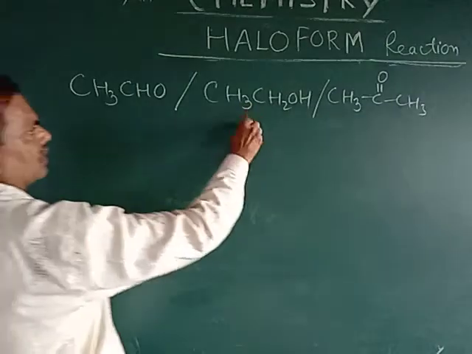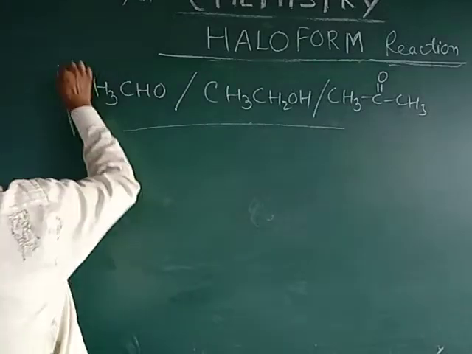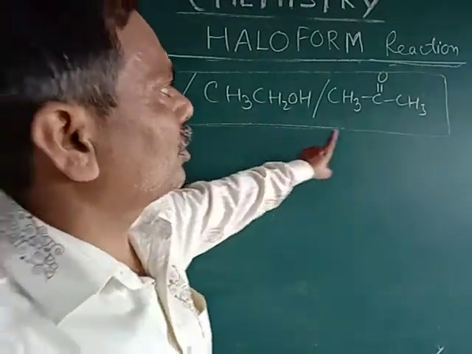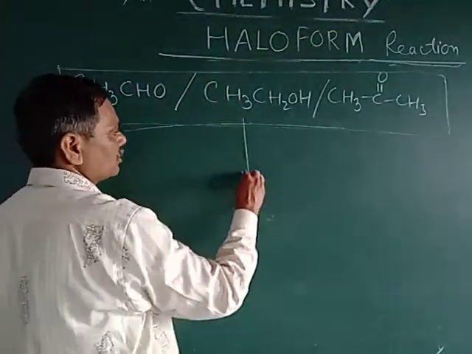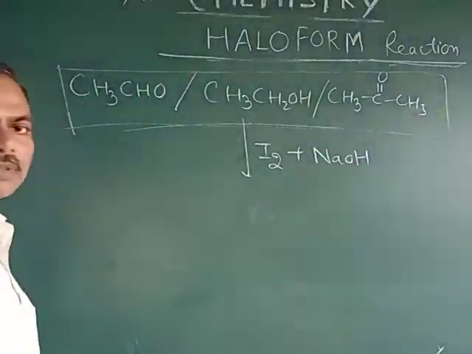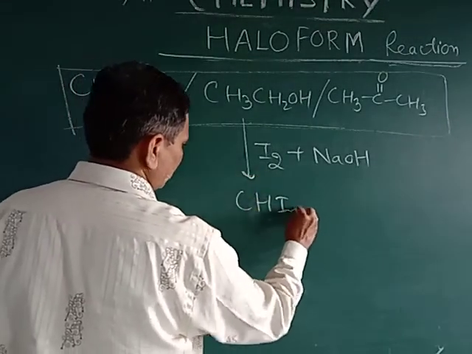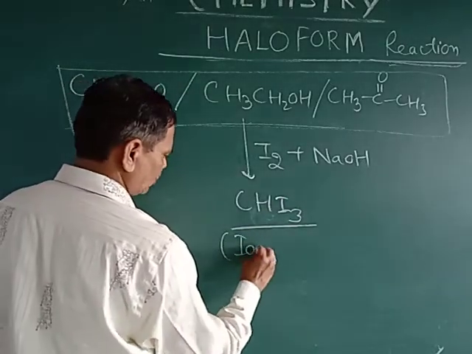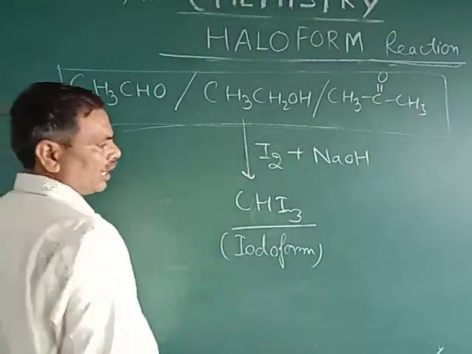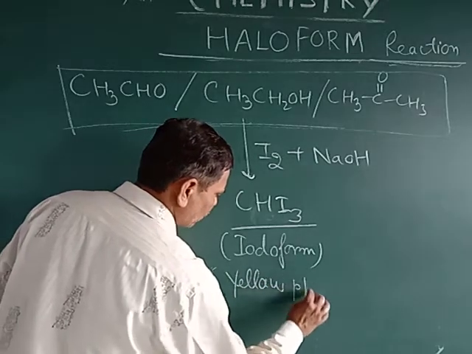When ethanol, acetaldehyde, or acetone reacts with iodine and NaOH, they form CHI3, which is called iodoform. It is a yellow precipitate.